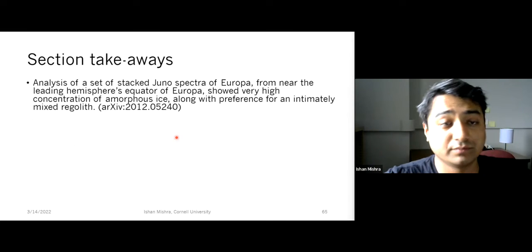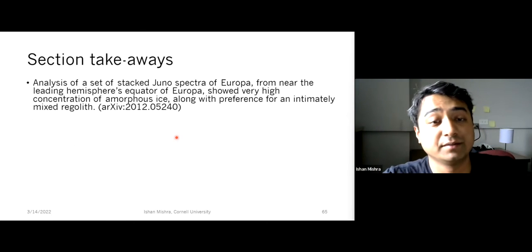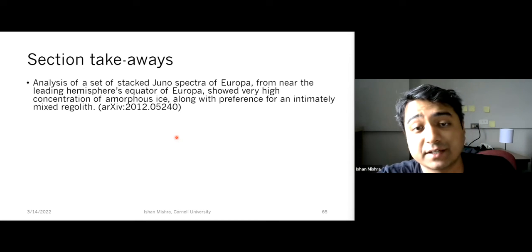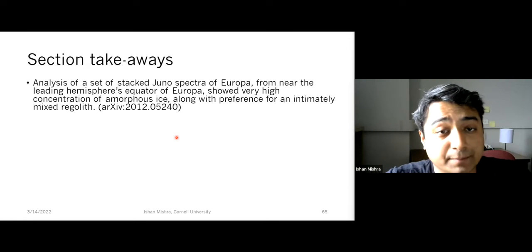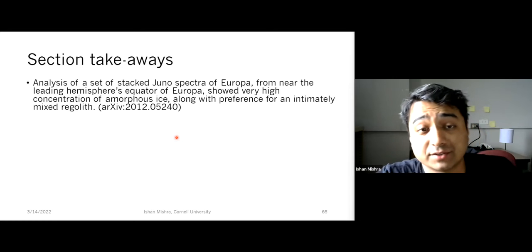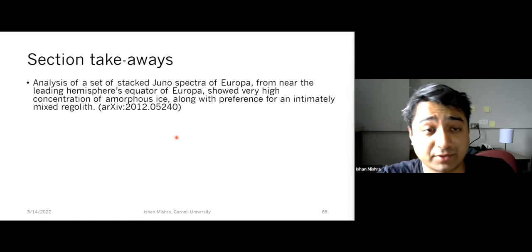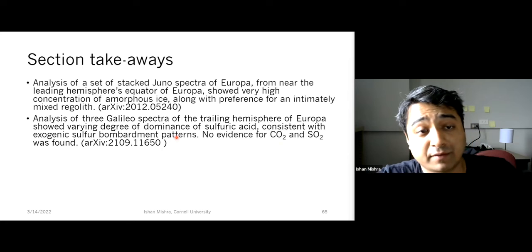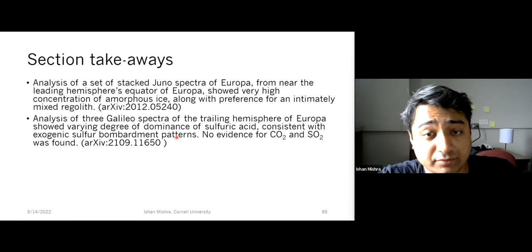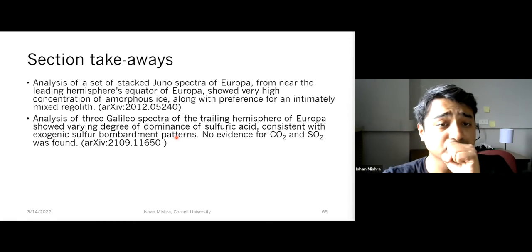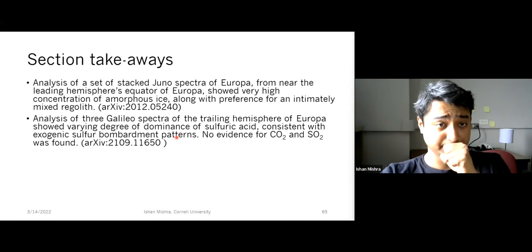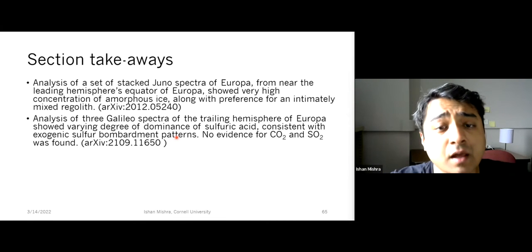Okay, so takeaways from my 3 projects that I've shown here. So in the first project, I analyzed a set of stacked Juno spectra of Europa, which showed high concentration of amorphous ice along with a preference for intimately mixed regolith. In the second project, we analyzed 3 Galileo spectra of the trailing hemisphere of Europa, and they showed high dominance of sulfuric acid consistent with exogenic sulfur bombardment patterns.